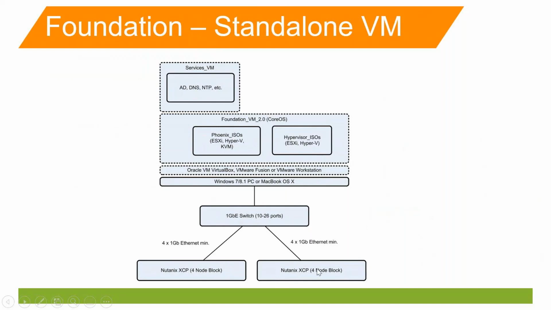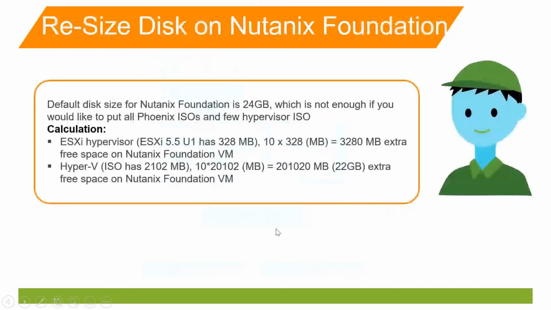Here there are two blocks. In each block you have four nodes. Every node has one IPMI interface. So in total you get four cables from here and four cables from here. This is a requirement from Nutanix Foundation.